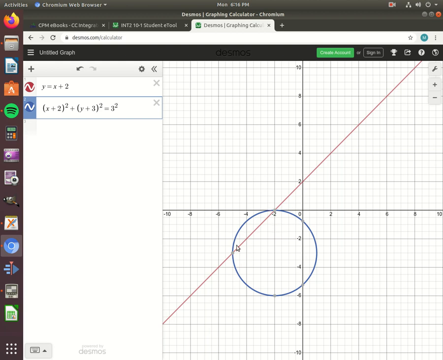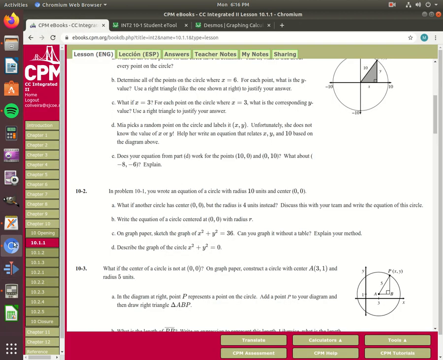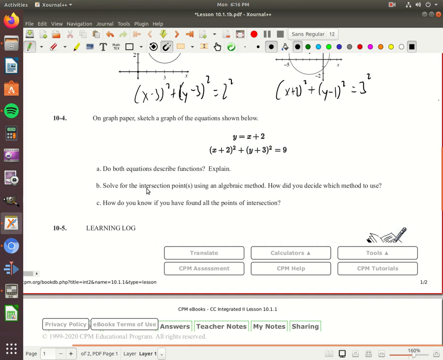So we have some points of intersection here, but I suspect it wants us to do this algebraically like we did in chapter 9. So let's jump back over here. It says solve for the intersection using an algebraic method. There's a couple things I can do here. There's a slightly easier way to do this than the way I'm going to do it, but I think the easiest thing is just to visualize.